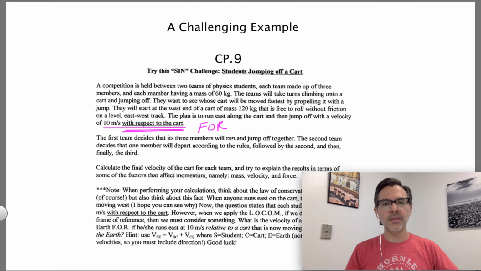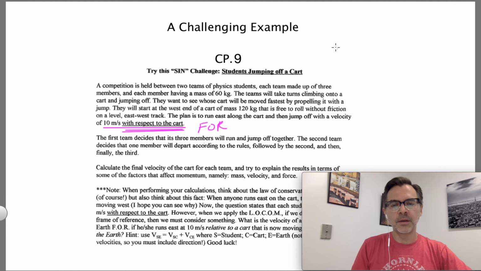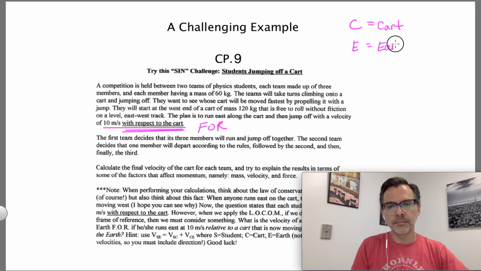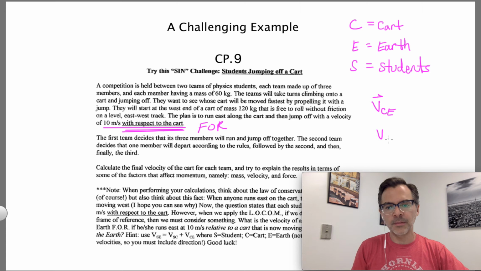So you've got to start thinking in terms of, there is a cart, remember this stuff from Unit 1, and there's Earth, and there are students. So for example, the velocity of the cart relative to Earth is not the same as the velocity of the students relative to the cart. And of course, there are other combinations you've got to think of.